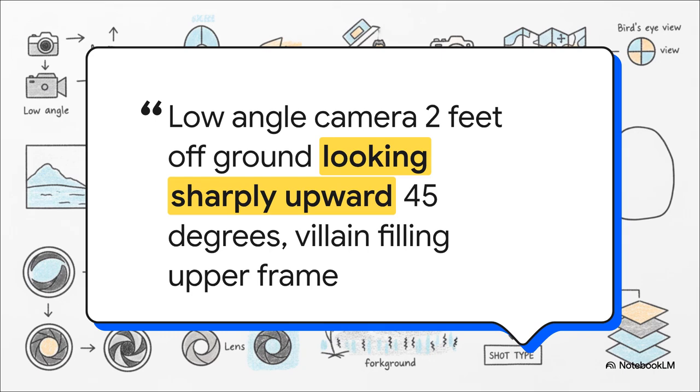And check out how specific this prompt is. It's not just "low angle," right? We're talking camera position 2 feet off the ground, looking sharply upward 45 degrees, and even vertical lines emphasized. I mean, wow, those are the kinds of details that give the AI crystal clear instructions to create that really intimidating looming presence you see here.